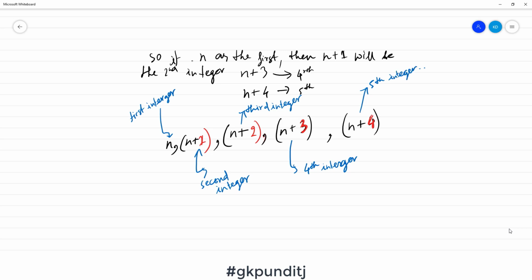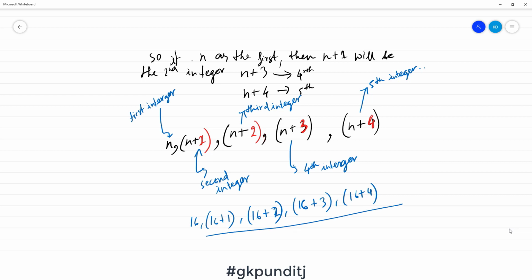So, can you understand? Let's take an example: 16, then 16 plus 1, then 16 plus 2, the next consecutive integers, 16 plus 3 and 16 plus 4. So these are the consecutive integers, and if you add them up you get the result of these consecutive integers.